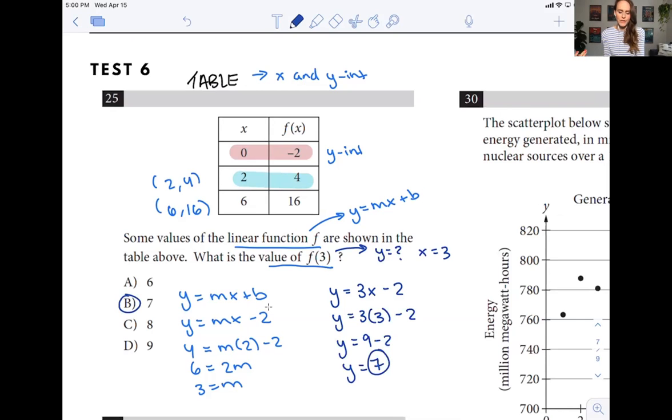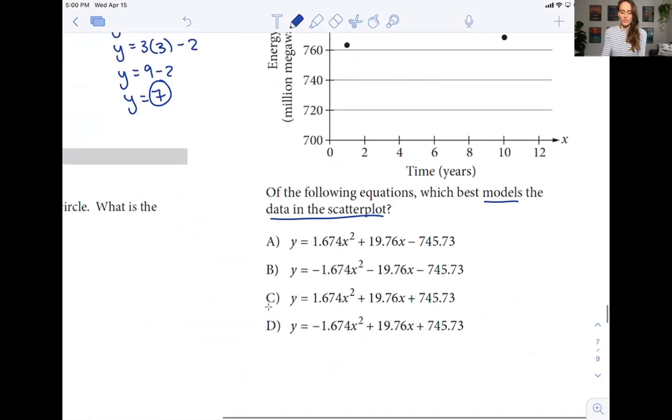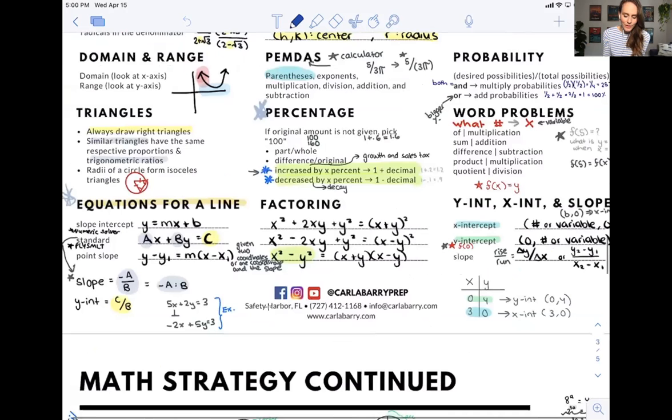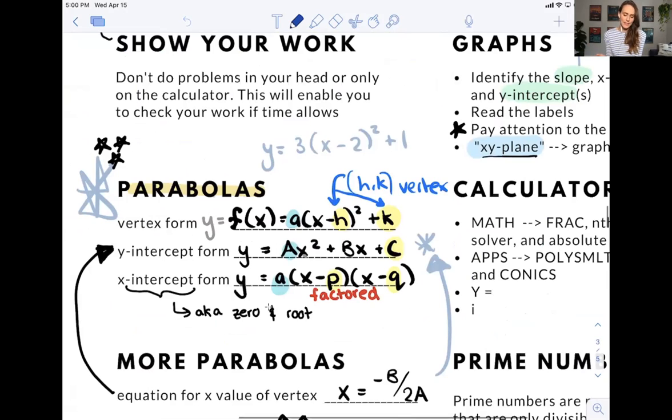For number 30 up here, they say the scatter plot below shows the amount of electric energy over a 10-year period. Which of the following models the data in the scatter plot? So all of these equations are quadratics, or parabolas. And you should know your 3 forms of a parabola: your vertex form, your y-intercept form, and your x-intercept form. In this case, they gave us these parabolas in the y-intercept form.